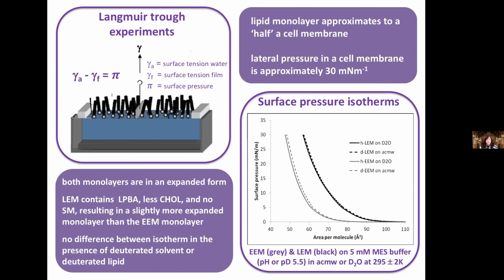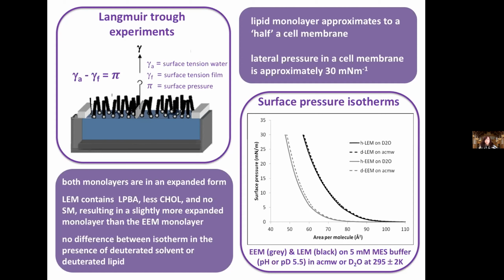And what I've just shown you on the right-hand side is the surface pressure isotherm that we get by compressing either the early endosomal model or the late endosomal model. Again, I make mention of the fact that it makes no difference if we've got deuterated materials present. The main difference between the 2 models is that the late stage endosomal model is slightly more expanded. So that means that the lipids are probably in a more fluid state than in the early stage membrane.